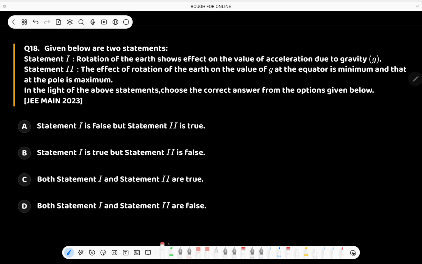Statement second is like this, that the effect of rotation of the earth on the value of the acceleration due to gravity at equator is minimum, and that at the pole is maximum. It is absolutely incorrect. The effect of rotation on acceleration due to gravity, beta, is maximum at the equator, and that is 0 at the poles. So that means the first statement is correct and the second statement is false. So the answer is: statement first is true and statement second is false. So this is the answer. Okay, beta.